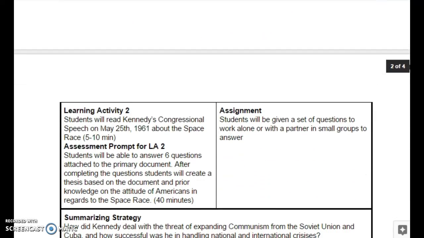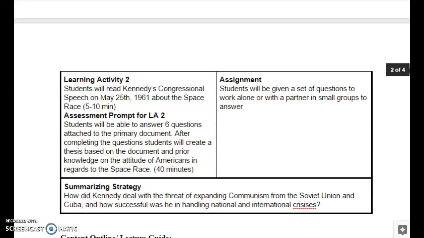And then our second activity, which is going to be the bulk of the lesson, will be students reading Kennedy's congressional speech on the 25th of May in 1961, which is generally about the space race. And then they will be able to answer the 6 questions attached.